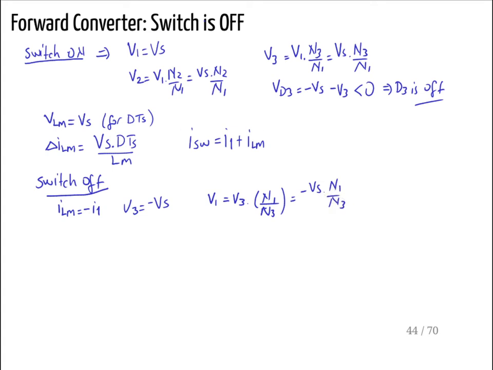And you can write V2 as well. It is V3 times N2 over N3. You don't have to define everything from V3. I'm just following the steps in your book, but you can also define it with respect to the first winding or the second winding. It doesn't make any difference. So that one is equal to Vs times N2 over N3.